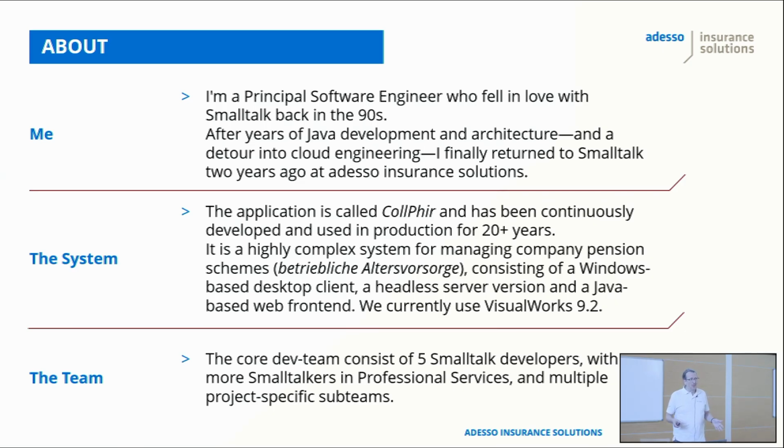The system we are talking about is an application called Colfear. It has been around for, I think, decades, more than 20 years. It's a complex system, I'd say, for managing company pension schemes, betriebliche Altersvorsorge, as we call it in Germany. We do have a Windows desktop application, and we do have a kind of headless server version. And I'll show you some screenshots in a minute so you get an idea what we're talking about. We're currently using VisualWorks 9.2, but we're almost done with the migration to VisualWorks 9.4. It took a while.